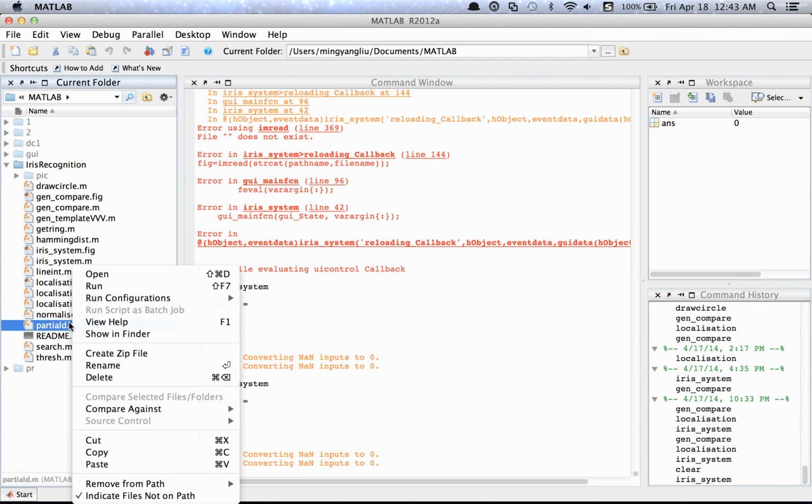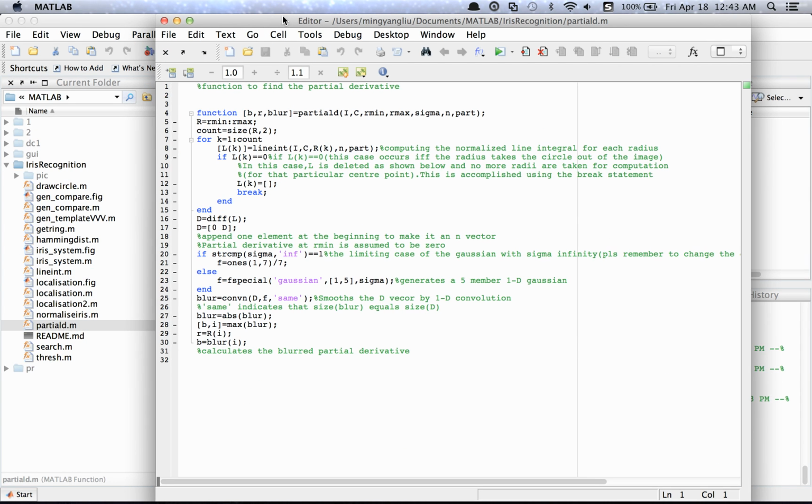And then the partial function. The partial is short for partial derivative. This function is used to find the partial derivative. We first calculate the partial derivative of the normalized line integral, holding the center coordinates constant, and then smooth it by a Gaussian of appropriate sigma.